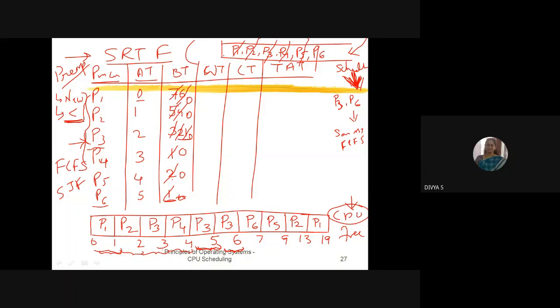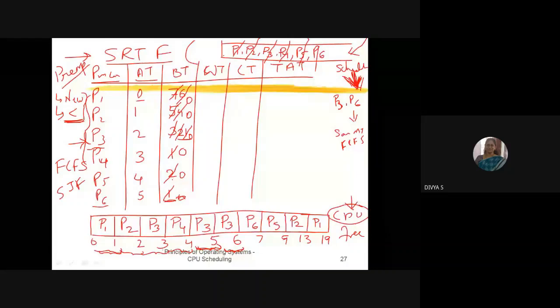Now this algorithm fulfills the objective, right? The higher burst times have to execute last. If the higher burst time processes execute first, there will be a delay, or the lowest burst time processes are waiting for a longer period until the higher burst time processes get executed successfully. So that difficulty or problem is overcome in the SRTF algorithm.